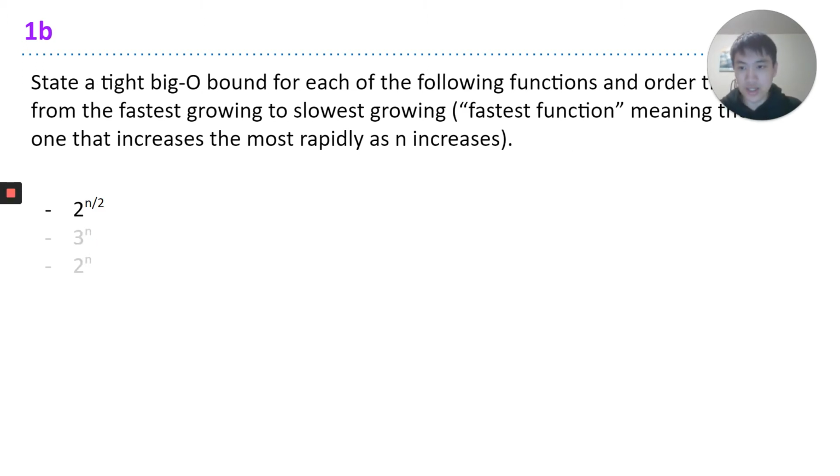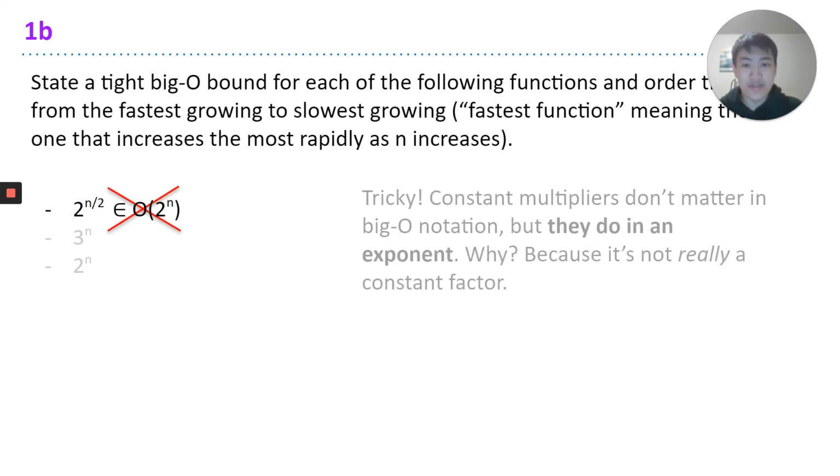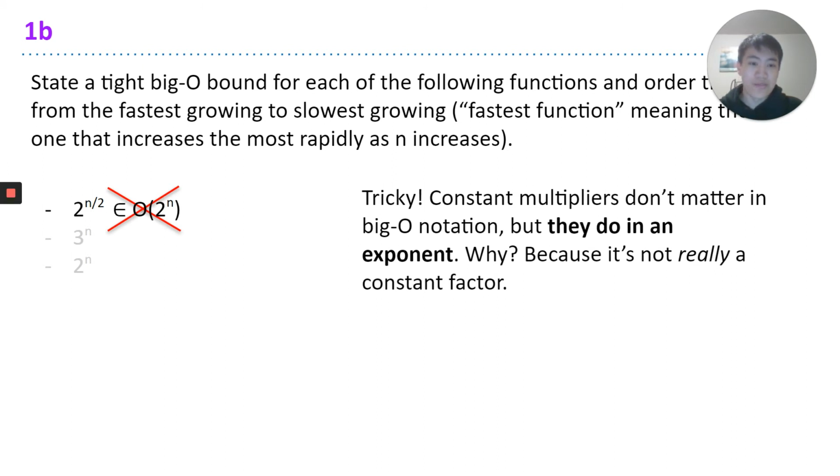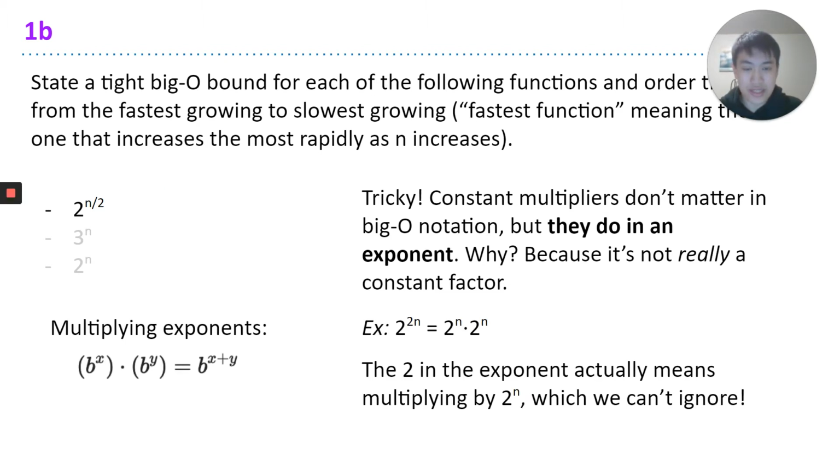So let's start with this first one: 2 to the power of n over 2. Is it its own complexity, right? Or is it part of 2 to the n? It turns out that even though it seems that way, if we do a little math again, it doesn't actually work. So let's give an example here.